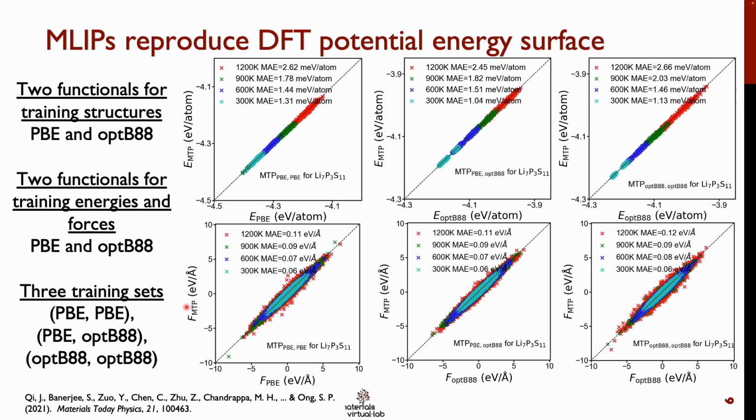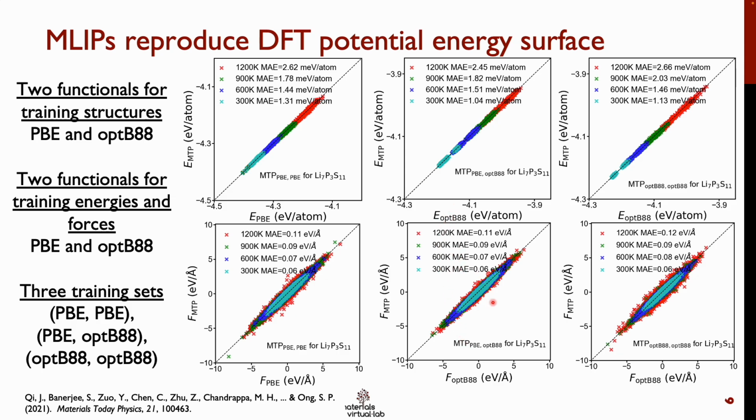Here I give you the six parity plots of the test error for energy and forces by our moment tensor potentials compared to the ground truth DFT results. You can see that for the three cases of different MTPs, labeled with their training structure and training energy and forces, the test errors are all comparable. Especially if we look at the middle two figures, even though we use PBE to generate the training structures and OPTB88 to generate the training energy and forces, we still get comparable test errors for energy and forces.